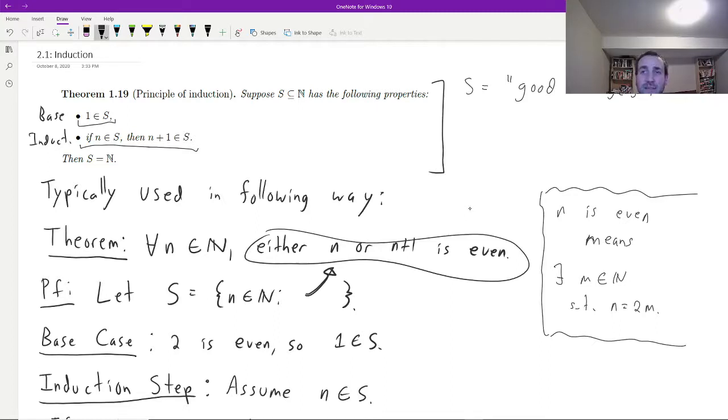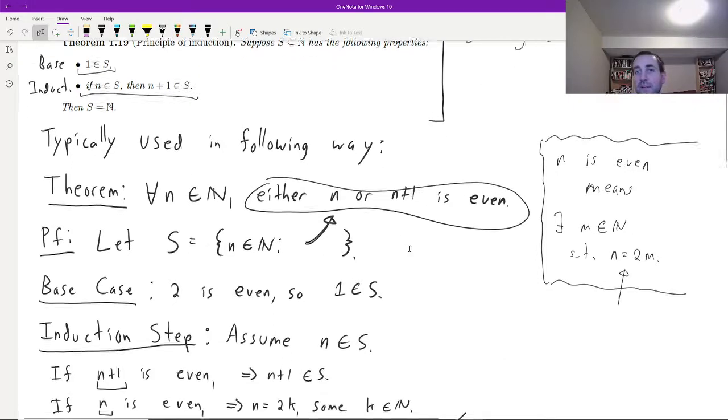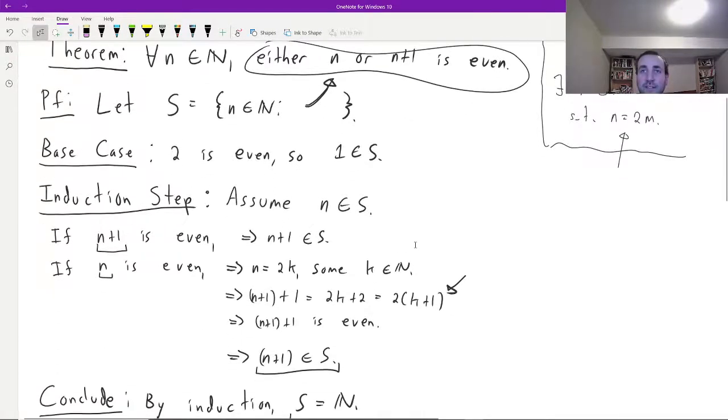Then I do the base case. The base case is easy. I want to check that 1 is in the set. In other words, I want to check that either 1 is even or 1 plus 1 is even. And obviously 2 is even, right? Because 2 is equal to 2 times 1. So 2 is even, so 1 is in S. Great, so I've done the base case. Now I want to do the induction step. I want to check that if n is in S, then n plus 1 is in S.